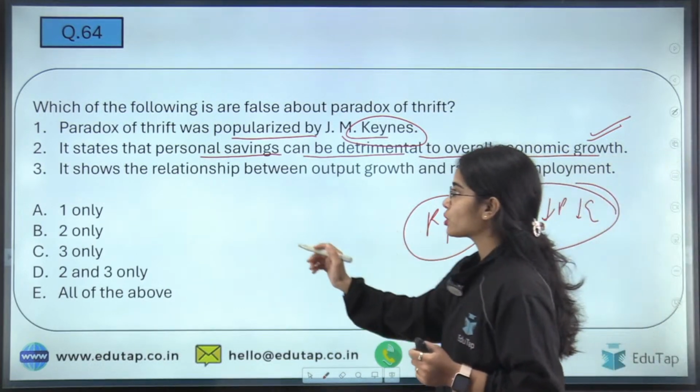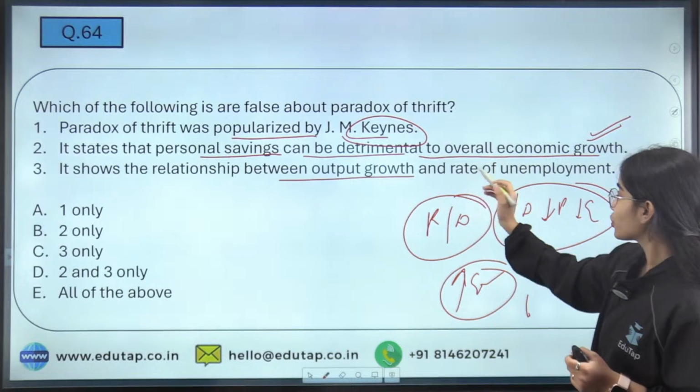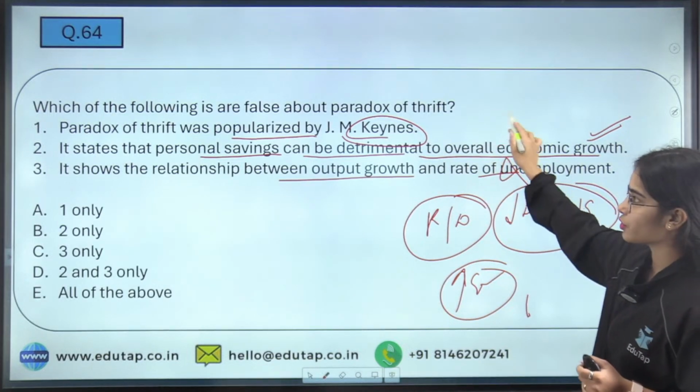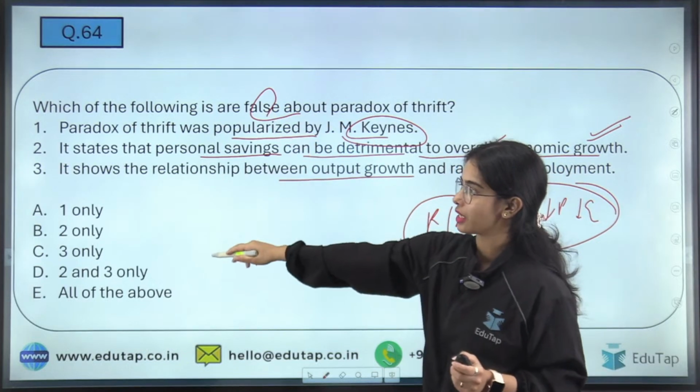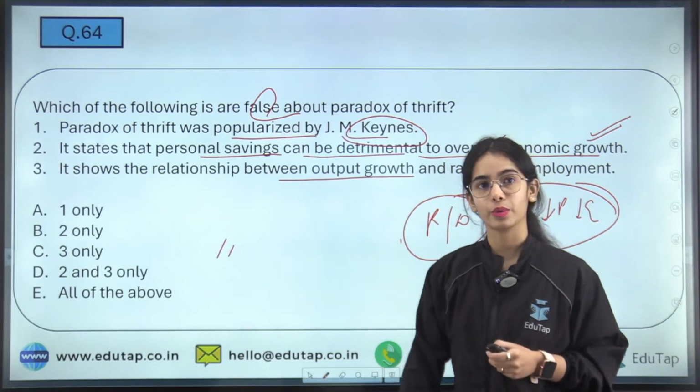It shows the relationship between output growth and rate of unemployment. That is wrong. The first and second statements are correct, and that's why you have to tell the false statement. So that is 3 only. So C is the answer here.